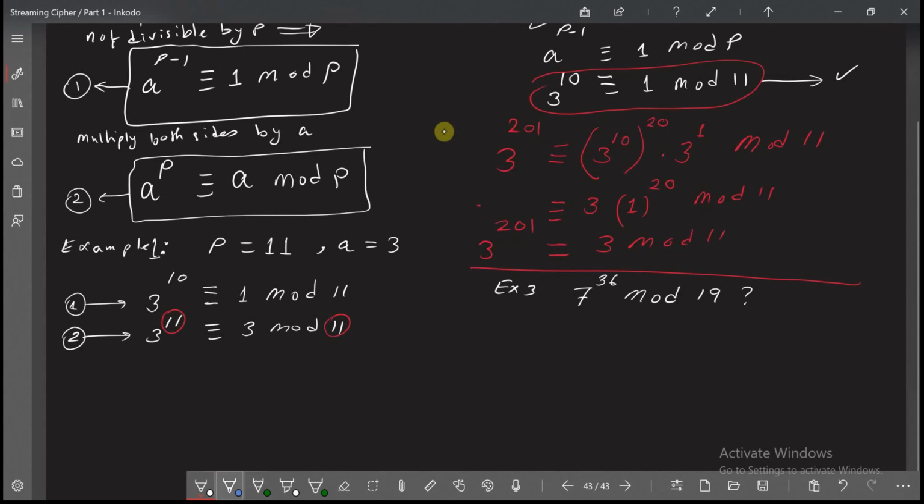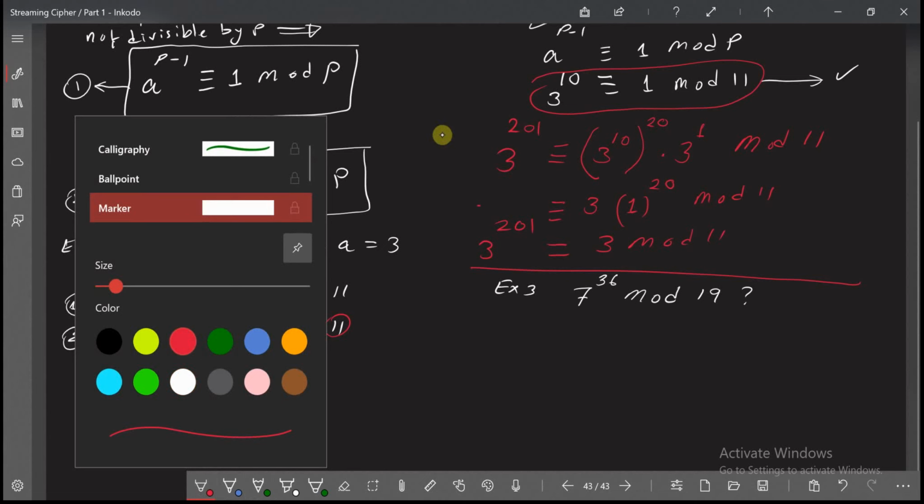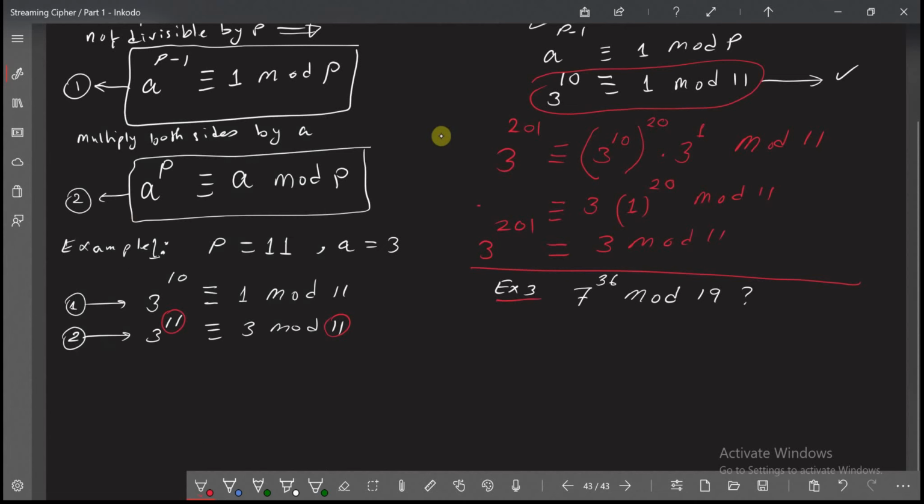Again, I'm going to change the color to red, this is the answer to this problem. We express 7 to the power 36 as 7 to the power 18, all raised to the power 2. 18 times 2, that's 36, and of course we want to perform it using mod 19. So we just expressed the exponentiation and the number in a different format.